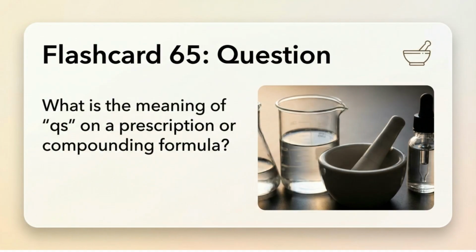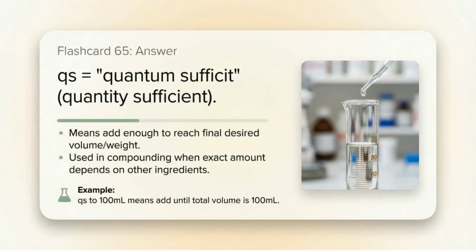Flashcard 65 asks, what is the meaning of Qs on a prescription or compounding formula? Qs stands for quantum sufficit, meaning quantity sufficient. It instructs to add enough of a substance to reach the final desired volume or weight. It is used in compounding when the exact amount depends on other ingredients.